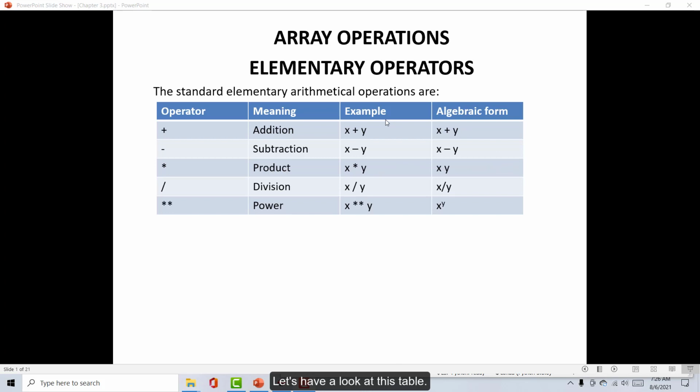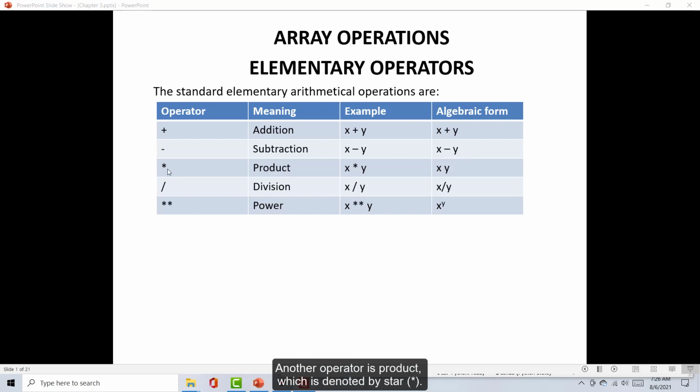Let's have a look at this table. If we have operator plus, which means addition, and if you have two variables x and y, then we can add them up, x plus y, or in algebraic form, we can write x plus y. Another operator is minus, which we use for subtraction, for example, x minus y, and in algebraic form, we use x minus y.